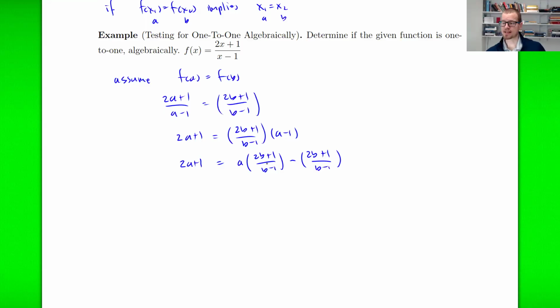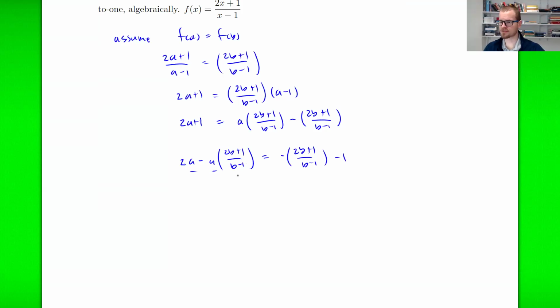What I'd like to do is get all of my a terms on the left-hand side and everything that does not contain a on the right-hand side. So I'm going to subtract this from both sides, and I'm going to subtract 1 from both sides. So I will have 2a minus this thing, a times (2b plus 1) divided by (b minus 1). And on the right-hand side, having subtracted the 1 from both sides, I will have negative (2b plus 1) divided by (b minus 1) minus 1.